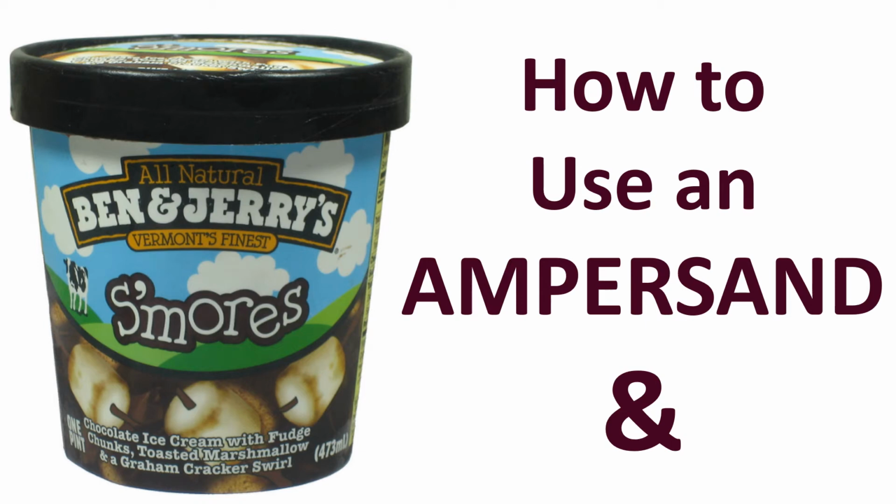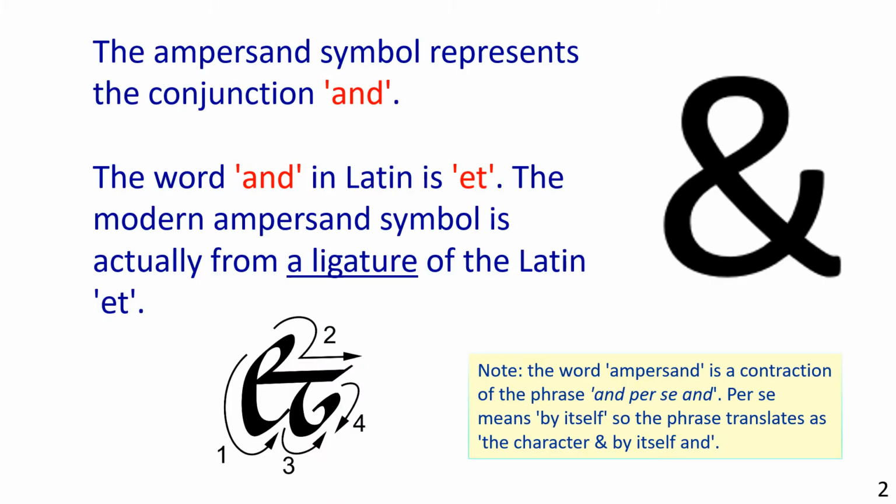How to use an ampersand. The ampersand symbol represents the conjunction and. The word and in Latin is et. The modern ampersand symbol is actually from a ligature of the Latin et.